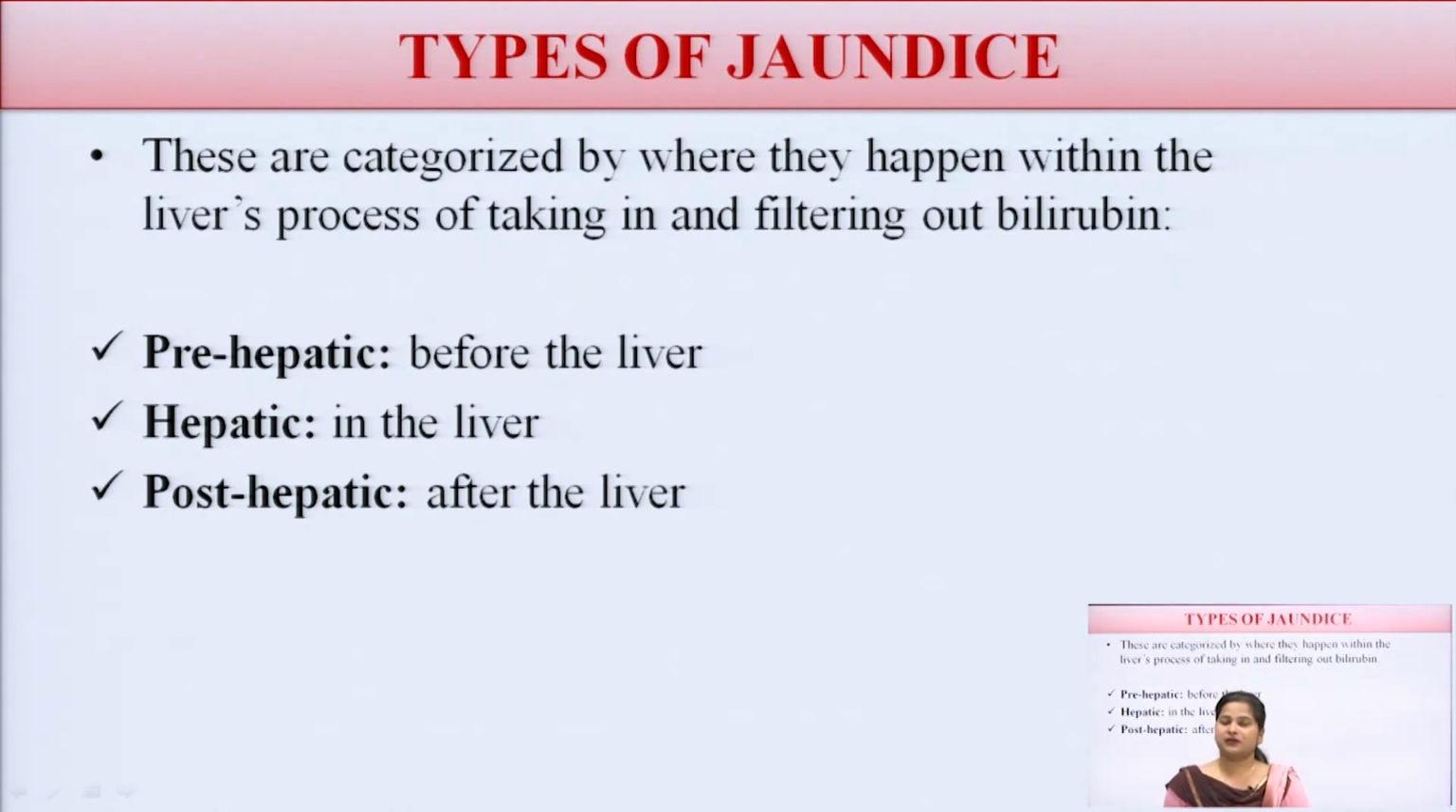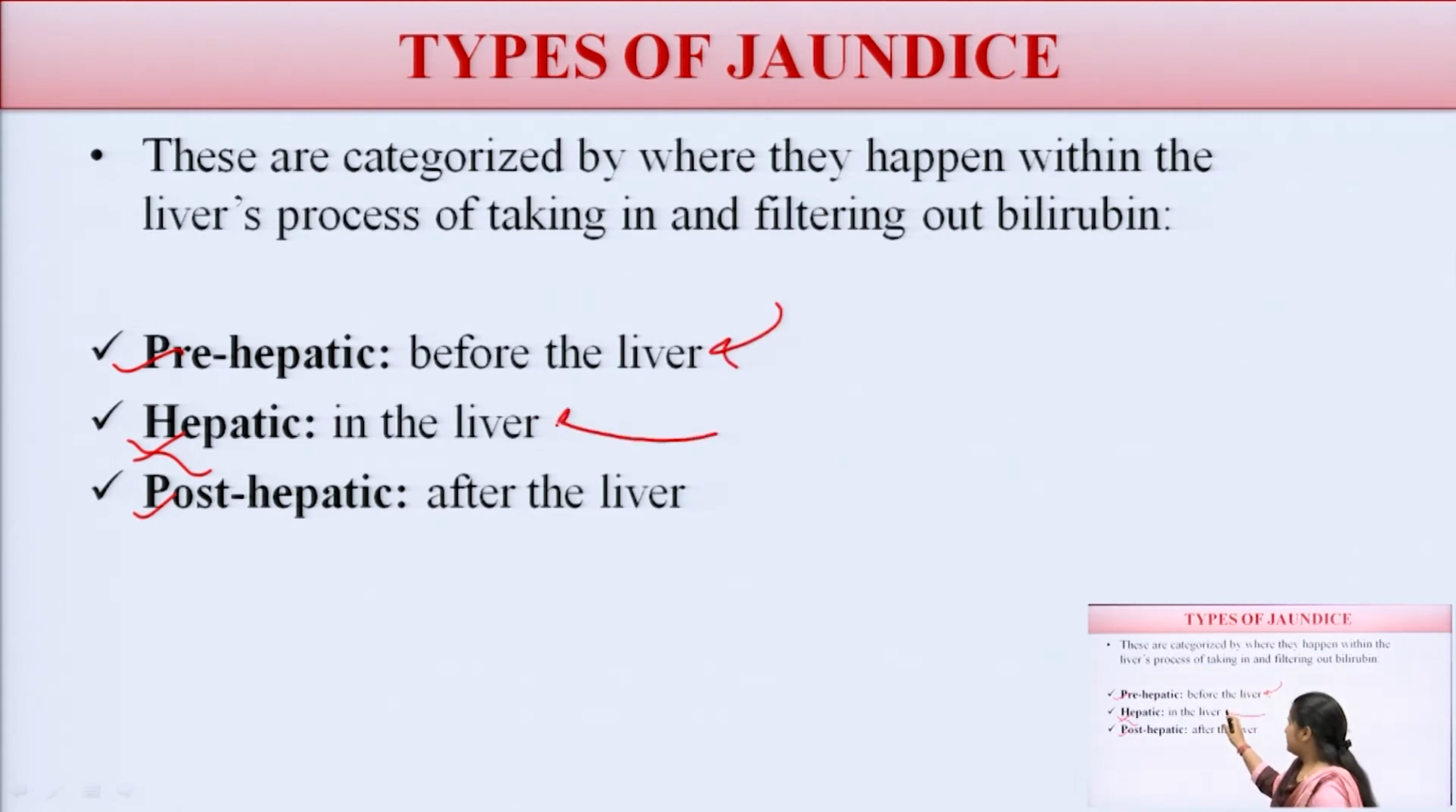Types of jaundice. There are different types of jaundice. There are 3 types of jaundice: prehepatic, hepatic, and posthepatic. Prehepatic means before the liver, hepatic means in the liver, and posthepatic means after the liver. This is the main concept behind the types of jaundice.